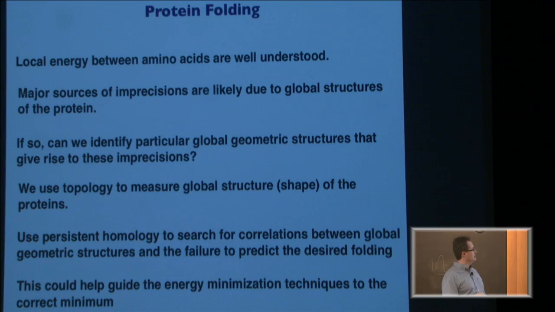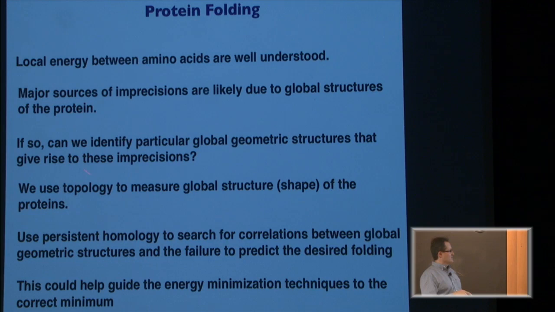And then, as I said, this local energy between the amino acids is well understood. So if there are mistakes in the energy function, they are likely coming from the global structure of the whole protein, right? Because it's believed that the local energies are well understood and correct, but when you put everything together, in the global structure, there could be some global information, global structure, that is giving you the wrong energy functional. So we want to see if we can identify global geometric structure that will maybe give rise to these imprecisions.